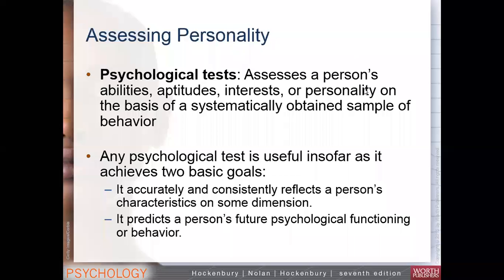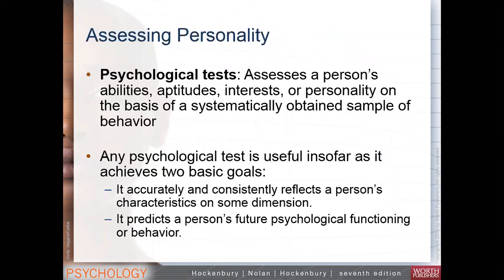All right, so the last thing we're going to cover in this lecture series is how do we assess personality. Now, one thing that's really important is that we need to quantify what personality is. And so, of course, any sort of psychological test is going to look at things like abilities, aptitudes, or interests, or personality if it's a personality test. And it's looking at a systematically obtained sample of behavior in a person.